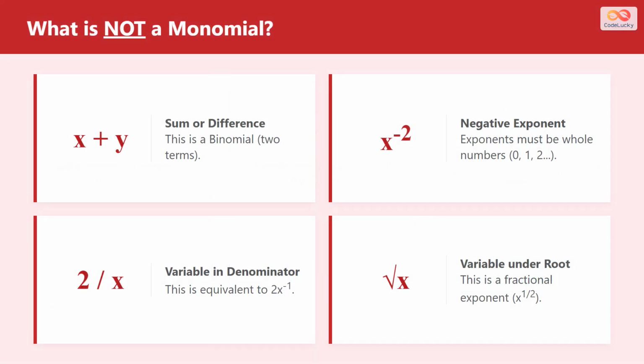It is just as important to know what is not a monomial. If you see addition or subtraction, like x plus y, that is a binomial, not a monomial. Also, monomials cannot have negative exponents, variables in the denominator, or variables under a root symbol.